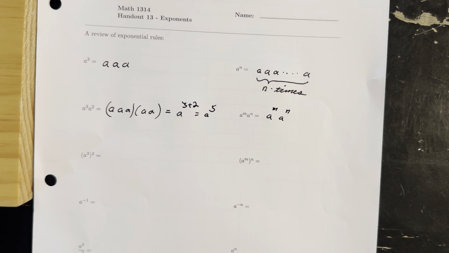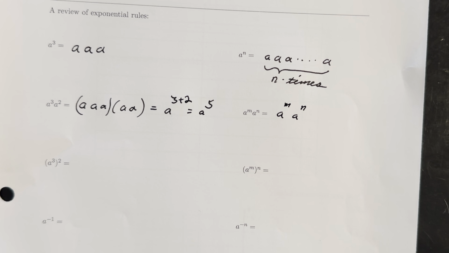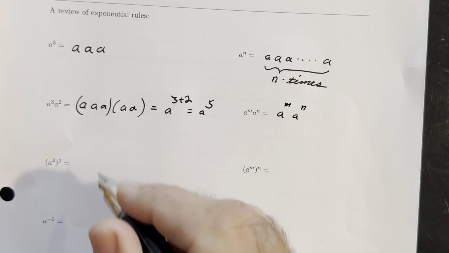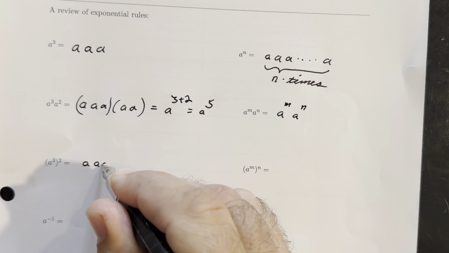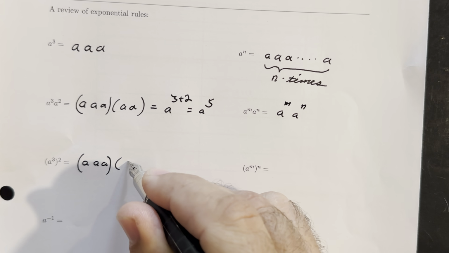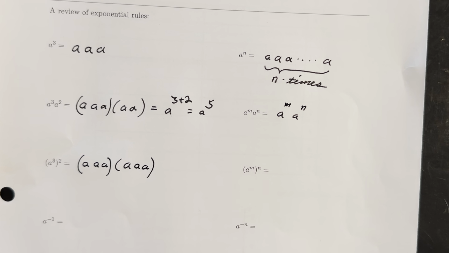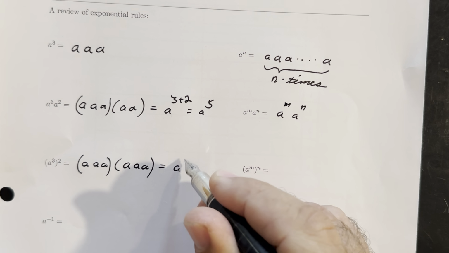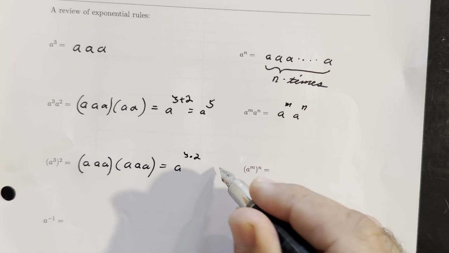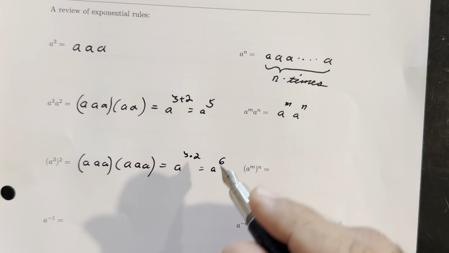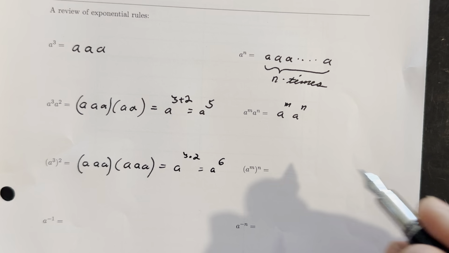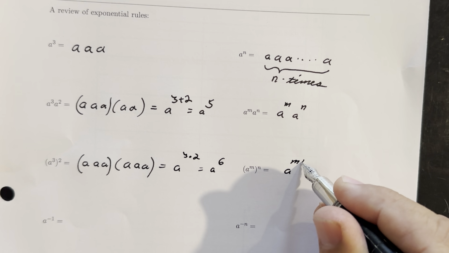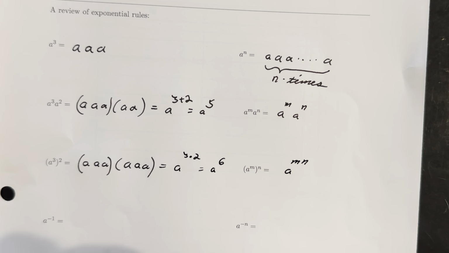All right, so moving forward. What happens when I got a cubed and then I'm squaring the whole thing? Well, that means I got 2 a cubes, like so. And so we got 3, 2 times. So this is simply a to the 3rd times 2, or simply a to the 6th, 3 times 2. And so in general, when you've got one exponent on the inside, one on the outside, you just multiply the two together, and that's your exponent right there.